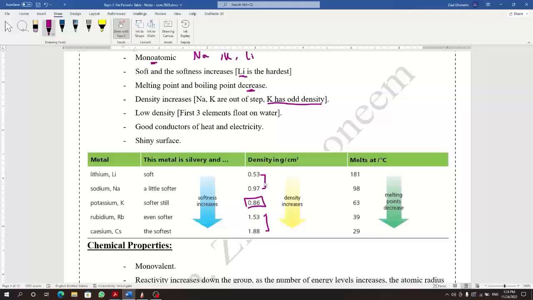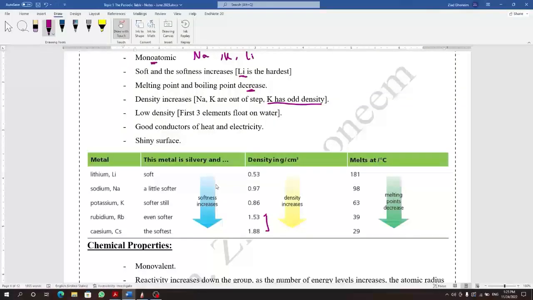As you can see here, lithium, sodium, and potassium have a density less than 1, which means that all three float above water because the density of water is 1 gram per centimeter cubed. They are good conductors of heat and electricity, just like all metals. They have a shiny surface. Again, their softness increases. As you can see, lithium is soft, but it's harder than the rest of the group 1 metals.